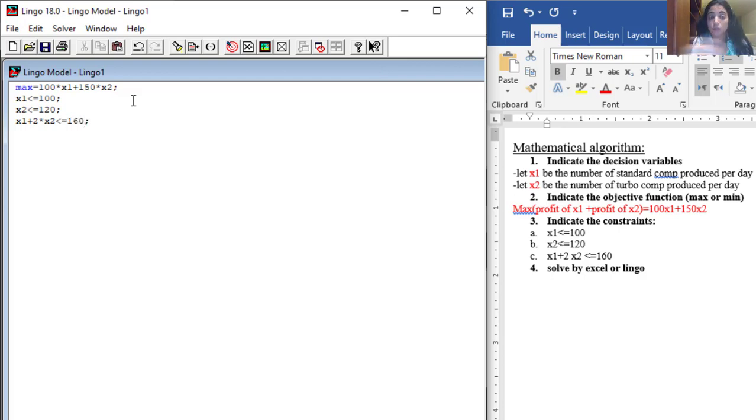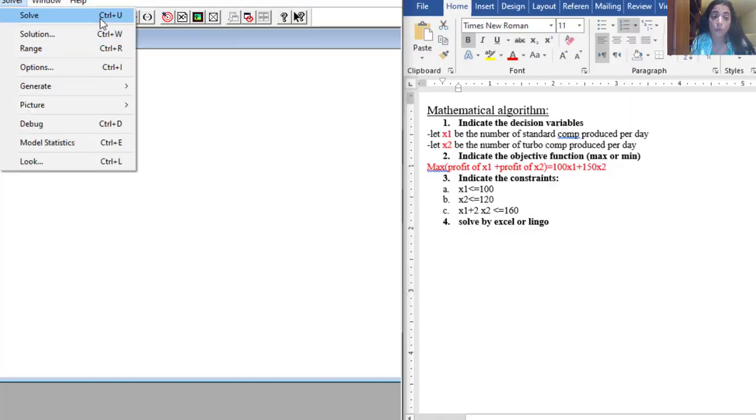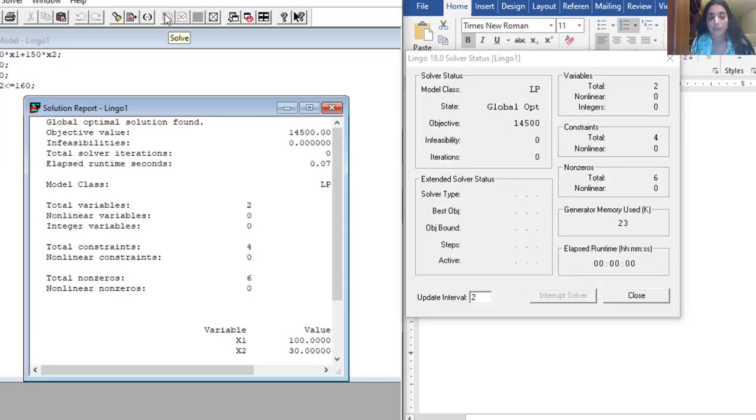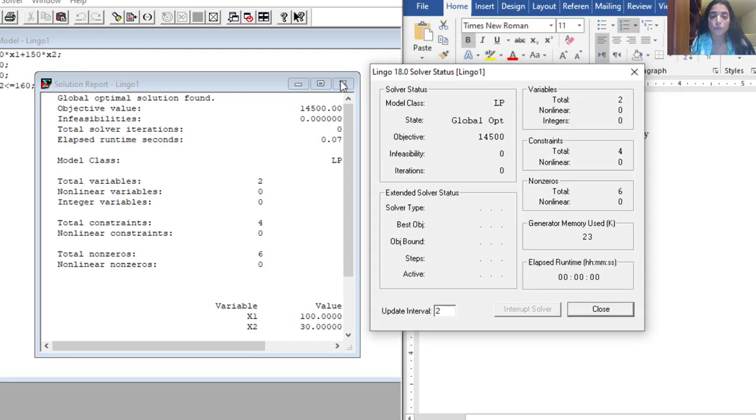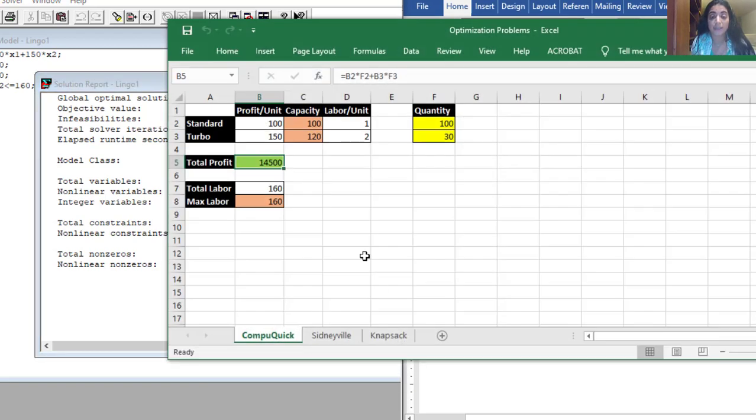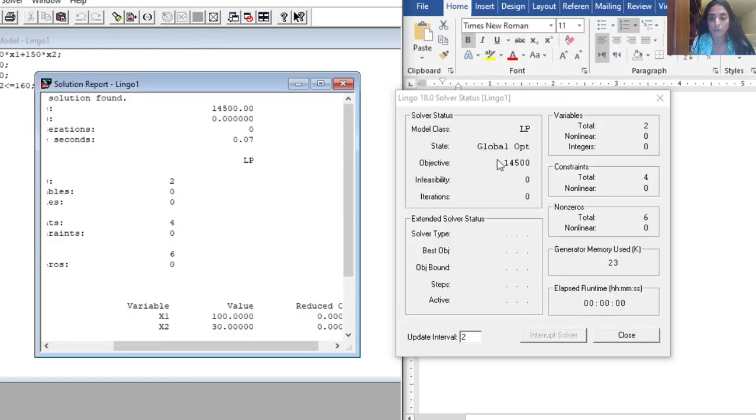And that's it. So you should put the maximum objective function and under it all your constraints, and then you should click on solve. Solve is here under solver, or also here with the sign. Whenever you click on solve, you will have two windows. The first window is where you will have your maximum objective function, which is 14,500. Remember, it is the same on Excel. Also, you can see the objective function.